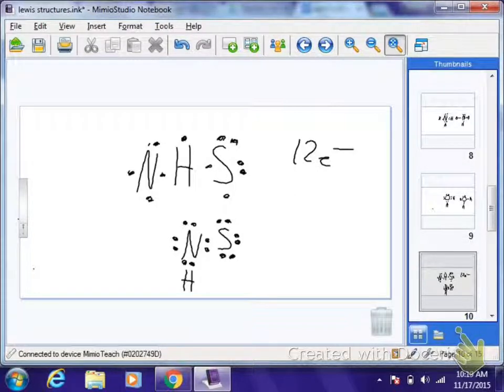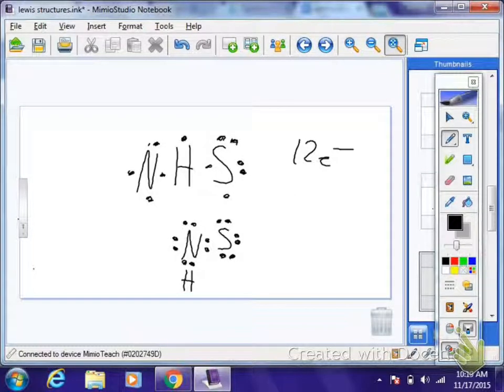Okay, so your final structure should look something similar to this. Makes sense. Okay, questions? Does it matter if we have it on the side or on top? Nope, as long as it has 6 around it.